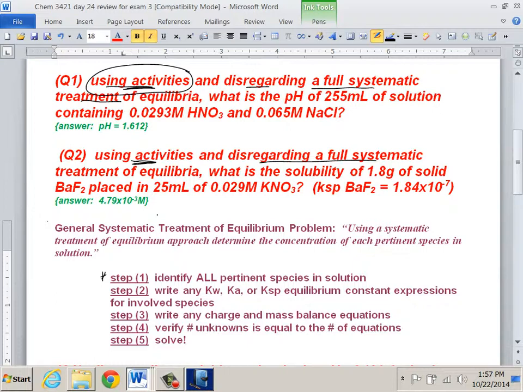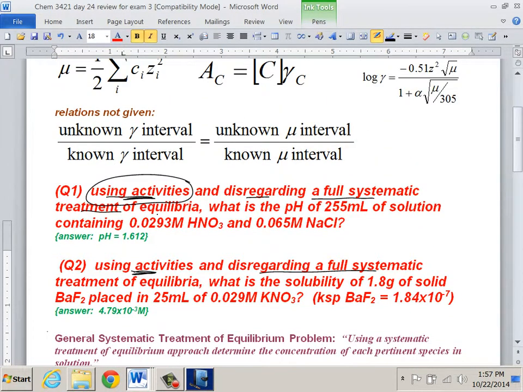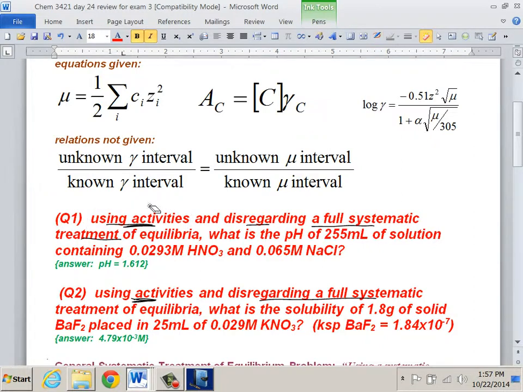So where would you like to start? I guess question 1 would make the most sense, huh? Let's just start at the top and work our way down. So here are the equations that are given on the exam. The one that isn't is that interpolation ratio.